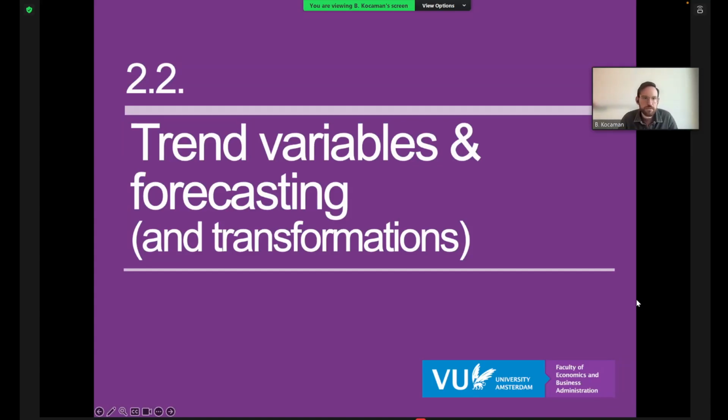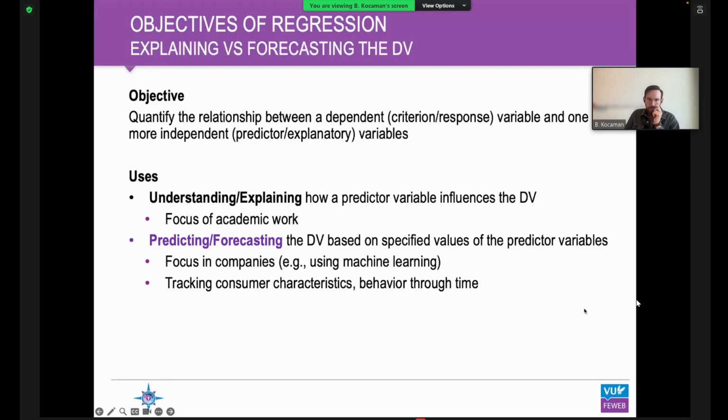Okay, so let's continue with trend variables and forecasting, and this will serve a double purpose. We will also talk about transformations here. So when we started regression, we said that the objective is to quantify the relationship between a dependent variable and one or more independent variables. And we talked a lot about understanding and explaining how a predictor variable influences the DV.